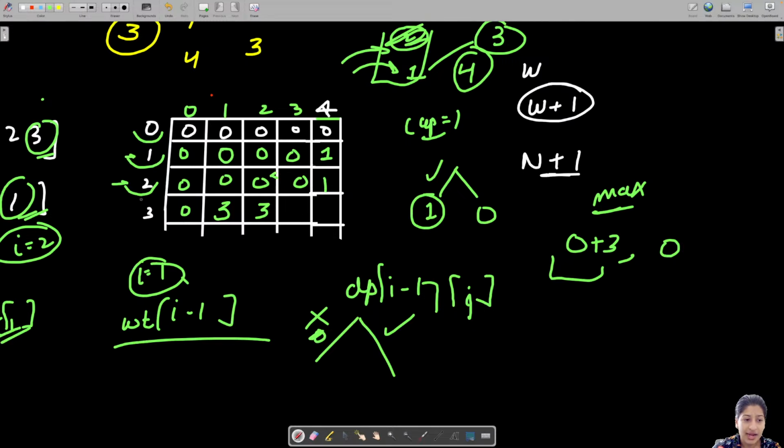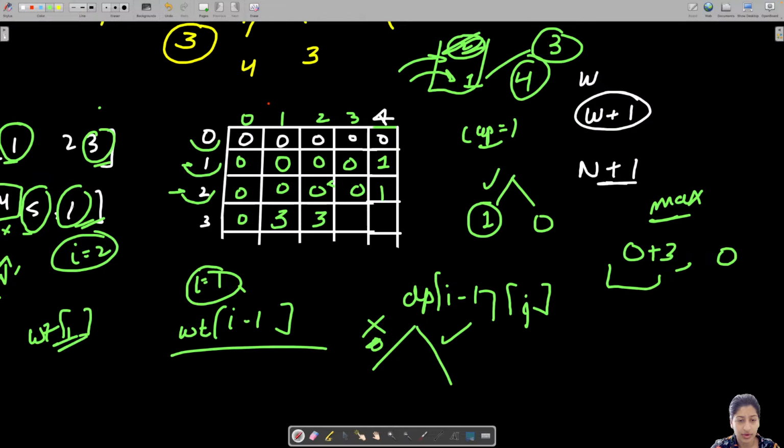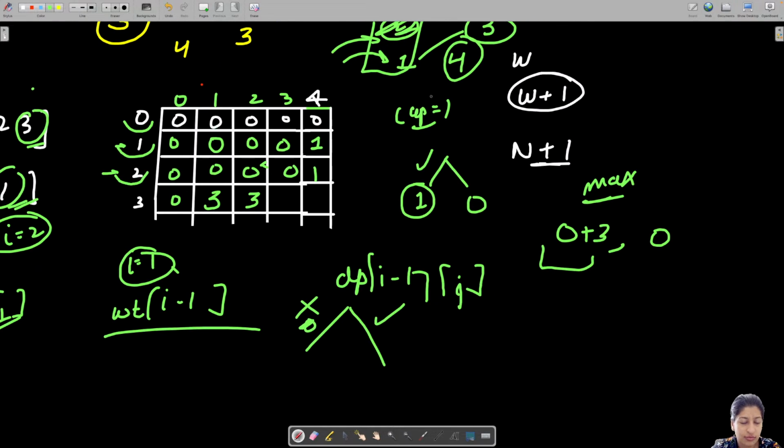When I selected this weight with 1 kg, I have already taken 1 kg of my knapsack. So now I go and check the remaining weight, how much profit it was generating to fill up that remaining 1 kg, that I will get from this index. So this 0 is what has been added to this 3 profit that I was generating.